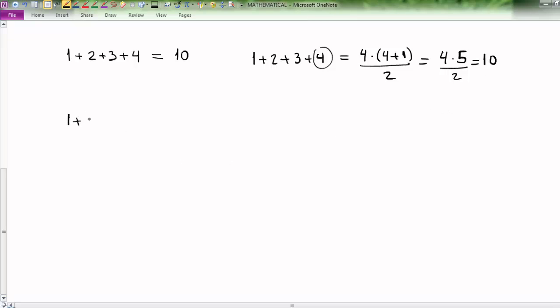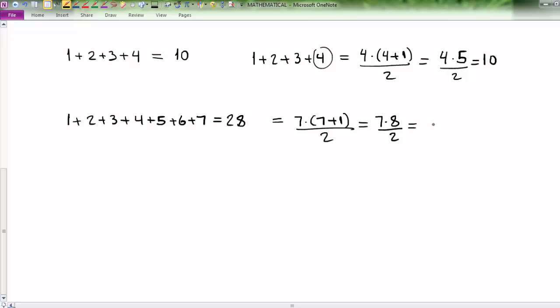Let's test it with another sum. For example, here we go all the way to 7. Sum of 1 through 7, that gives us 3 plus 3, 6, 10, 15, 21, 28. Using the formula, we can write that sum as 7 times 7 plus 1 divided by 2. That's 7 times 8. 7 times 8 is 56. That divided by 2 is 28.